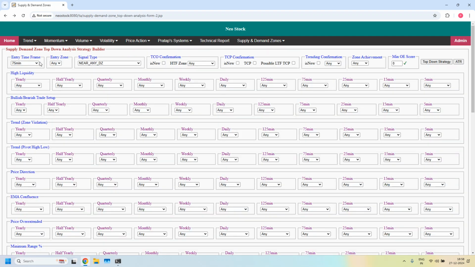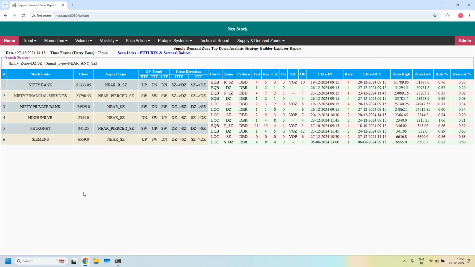Okay, next, for 75 minutes time frame, stocks near 75 minutes supply zone, we got 6 stocks. Let us identify high liquidity 75 minutes supply zones from this list. So Nifty Bank, that is nothing but Bank Nifty, first one. That's it. We identified only one 75 minutes high liquidity supply zone from this list.